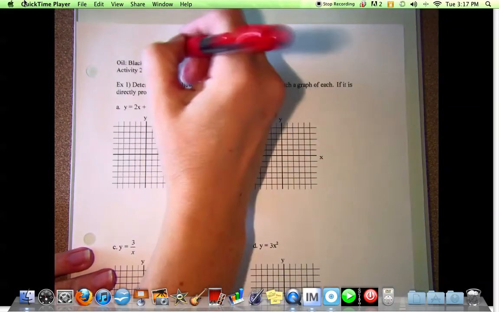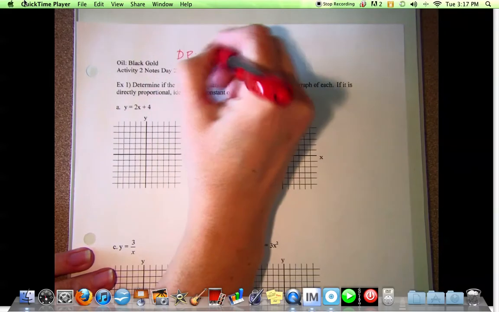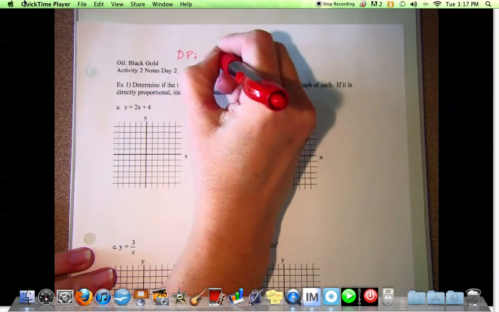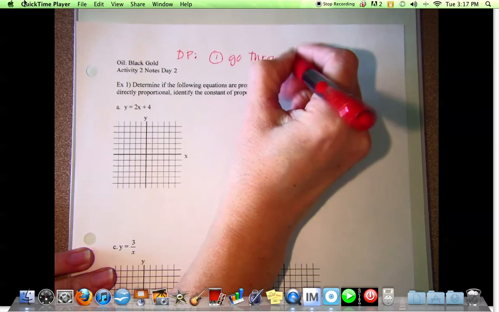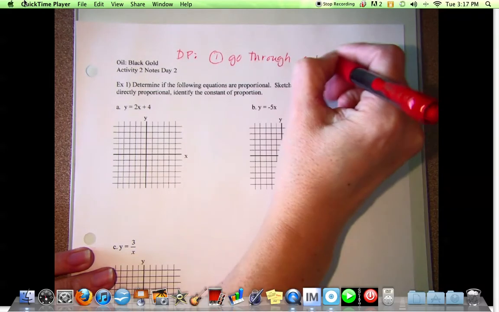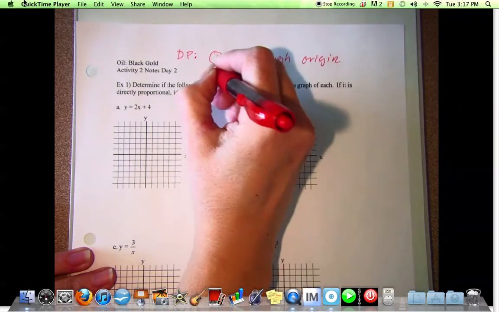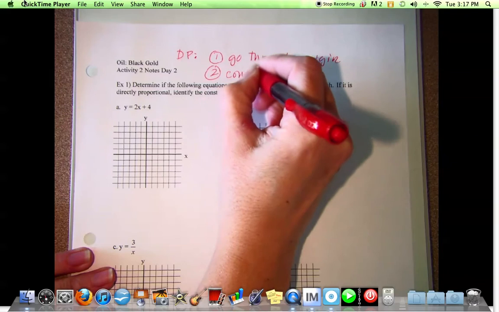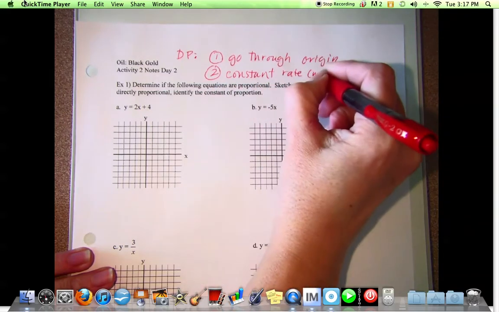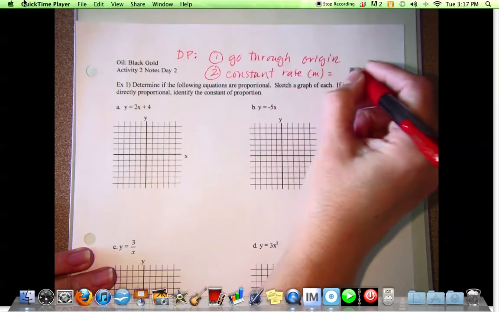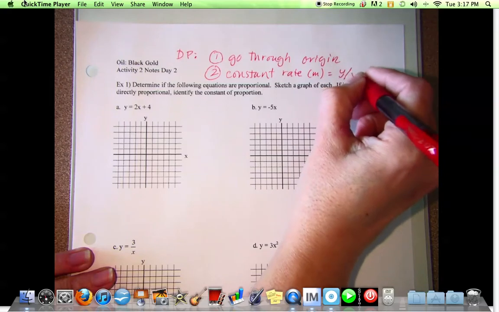So yesterday, for something to be directly proportional, it has to do two things. One thing, it has to go through the origin. Second thing, it has to have a constant rate. That's our slope, m. And we find that by taking y and dividing it by x.